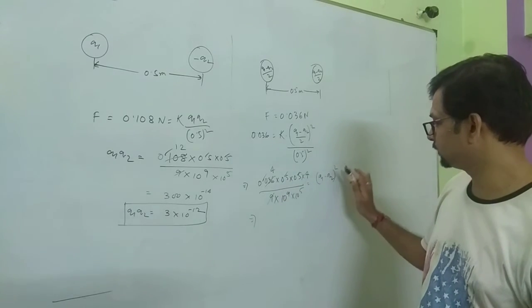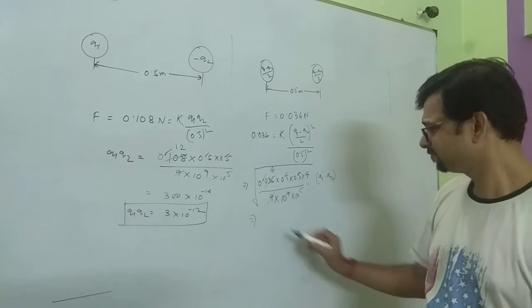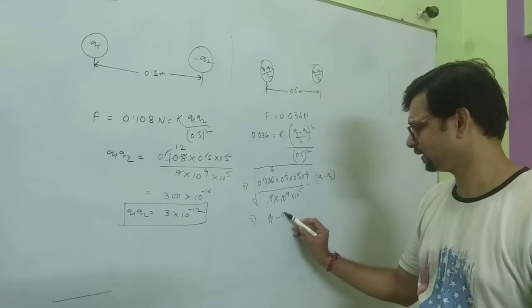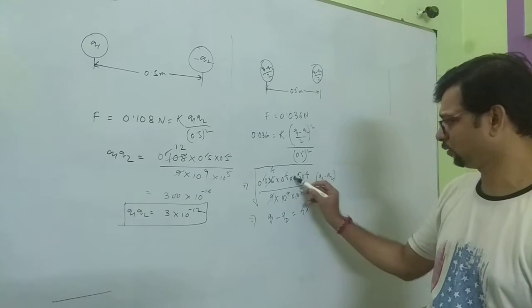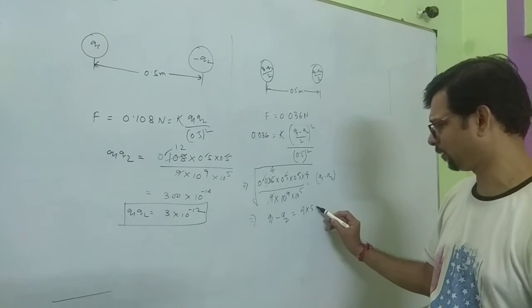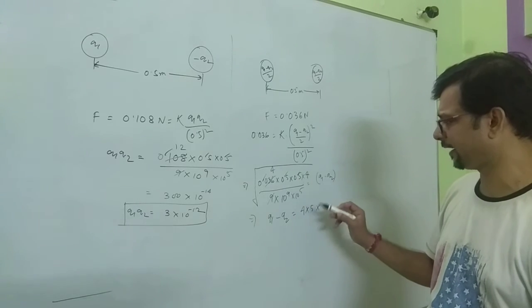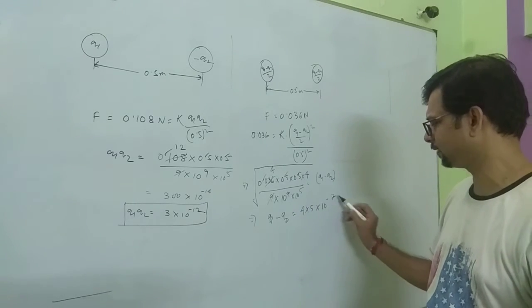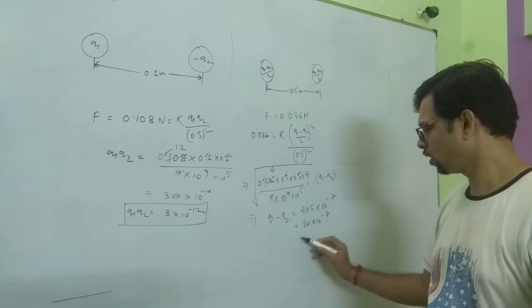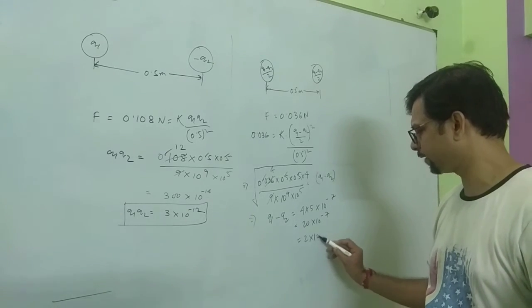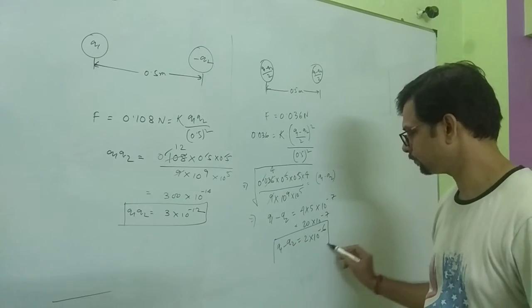So therefore this square comes to this side as a root. That means q1 minus q2 will be equal to, 4 means 2 will come out, 5 means 5 will come out, and 10 to the power 9 and 10 to the power 5 means 10 to the power minus 14, so 10 to the power minus 7 will come out. So it will be 20 into 10 to the power minus 7, or you can write 2 into 10 to the power minus 6. That is the value of q1 minus q2.